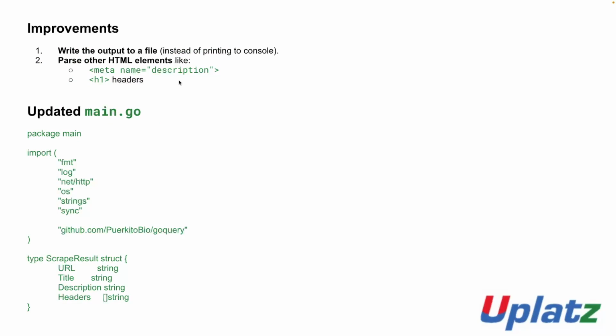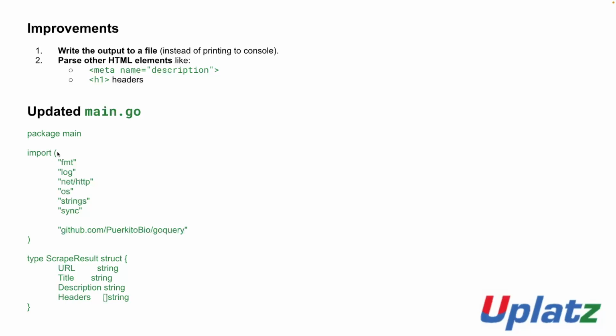Improvements. We shall improve this project, not package, to two points. Write the output to a file instead of printing to a console. Then parse other HTML elements like meta name equal to description, it's like this meta tag, and headers. Okay, and the updated main.go.